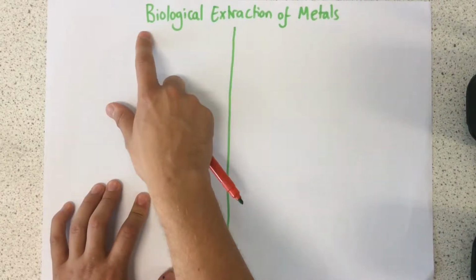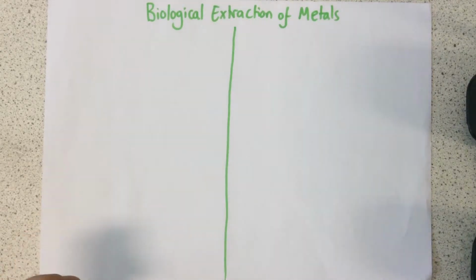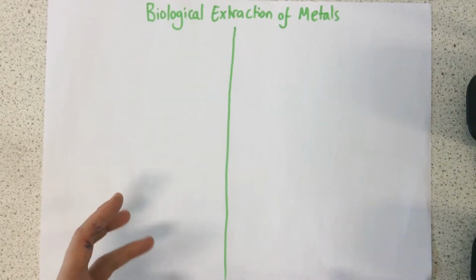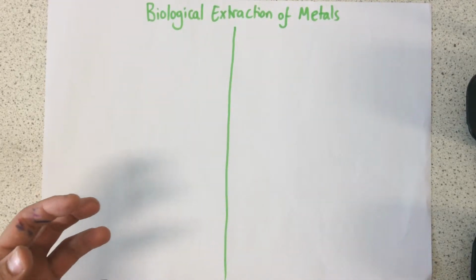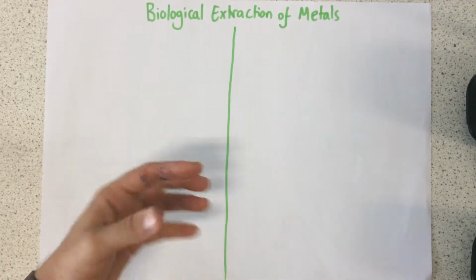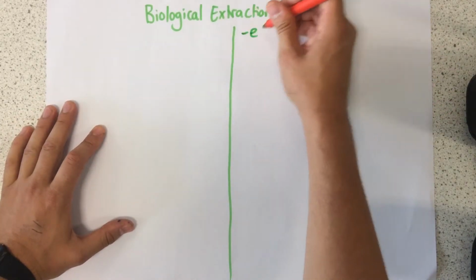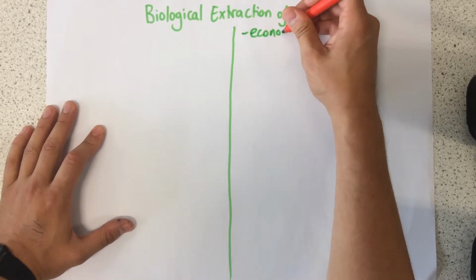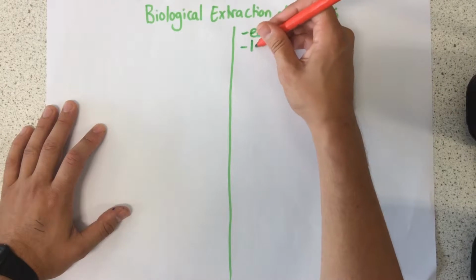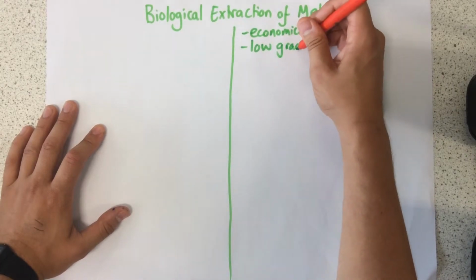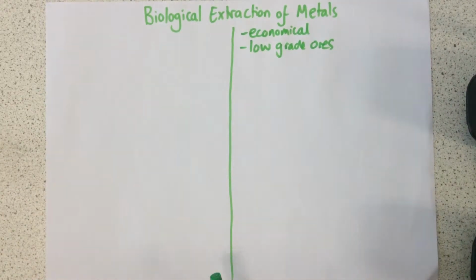Okay, today I'm going to talk to you about the biological extraction of metals. The supply of some metal-rich ores, such as copper ore, is limited, and the demand for lots of metals is growing. So what scientists are trying to do is come up with ways that first of all are economical, which means it doesn't cost much money, and can extract metals from low-grade ores. That's ores that don't contain that much of a particular metal.